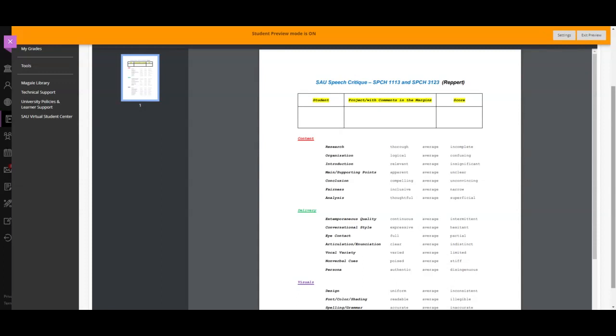I'm going to take some time both on Monday and Tuesday of next week to break down organizational structures of particular outlines. But let's go ahead and reinforce this. Whenever you are looking at your presentations, is your research, organization, introduction, main and supporting points, conclusion, fairness, and analysis thorough, logical, relevant, apparent, compelling, inclusive, and thoughtful?